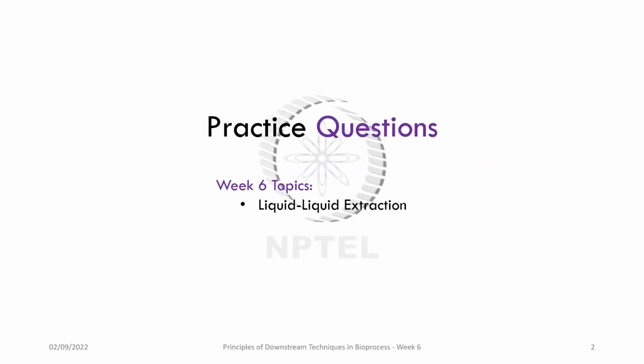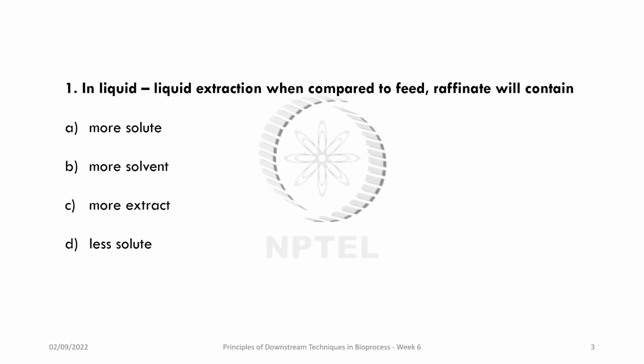Okay. So this week we'll be looking into liquid-liquid extraction. Thank you, Piyush. So let's look into the first question. In liquid-liquid extraction, when compared to feed, raffinate will contain option A more solute, B more solvent, C more extract, and D less solute. Take a minute and please drop in your answers in the chat box.